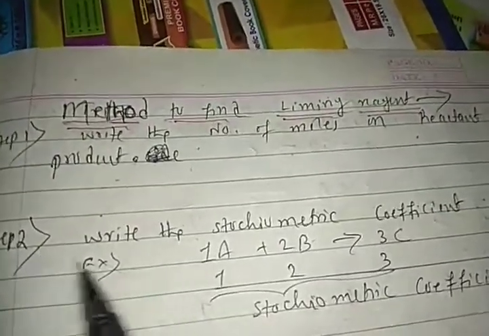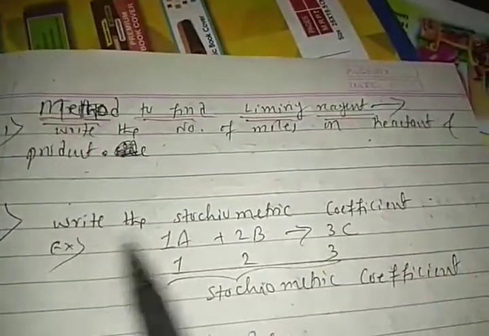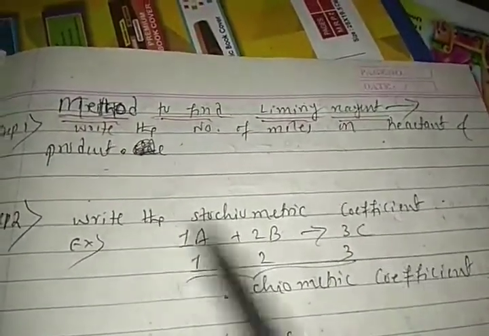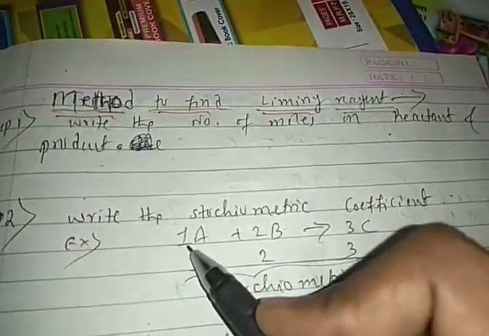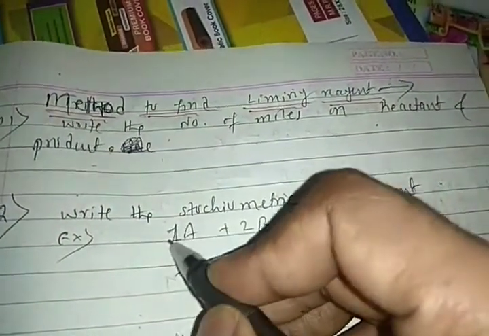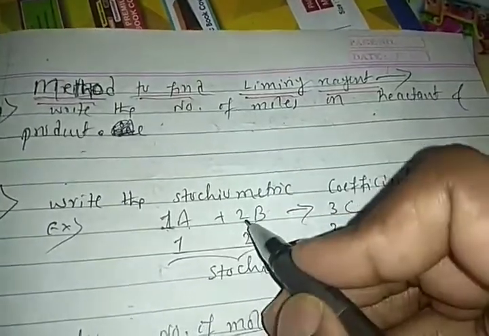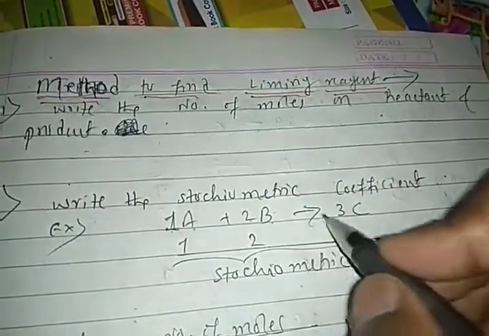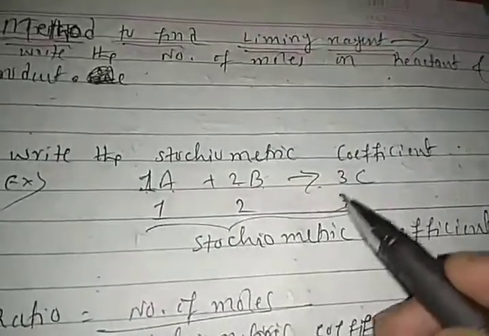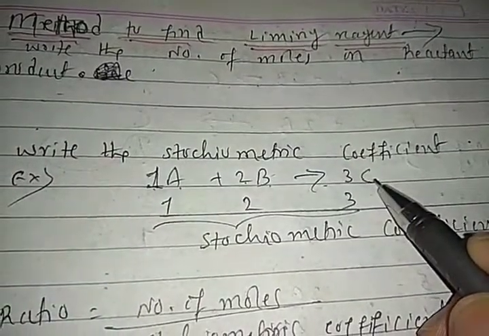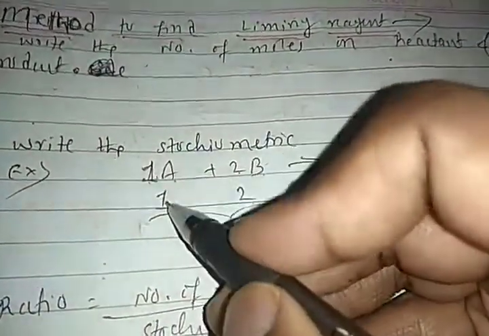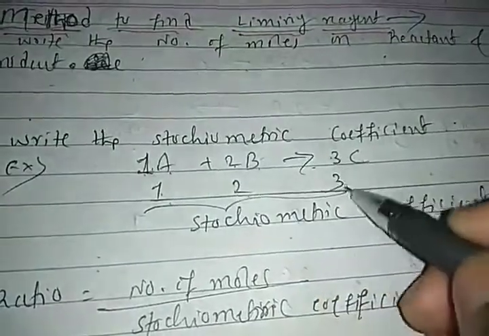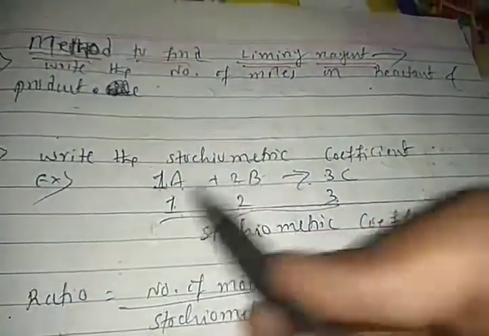Step 2: write the stoichiometric coefficients. I already explained stoichiometric coefficients to you. This is the stoichiometric coefficient: 1 for A, 2 for B, and 3 for C. So 1, 2, 3. These are the stoichiometric coefficients of A, B, C.